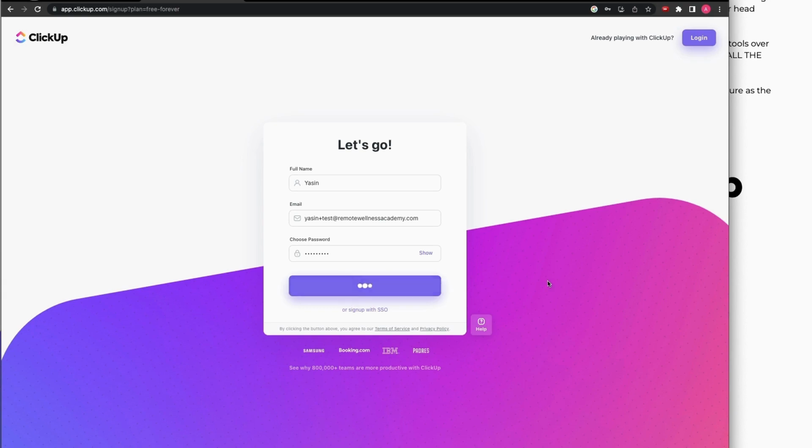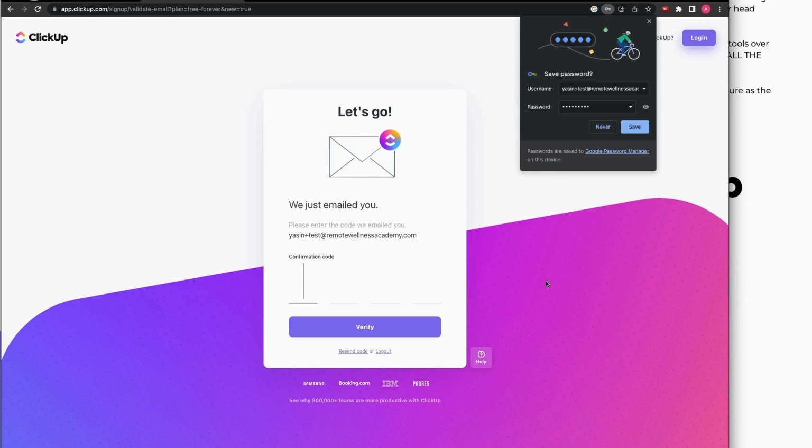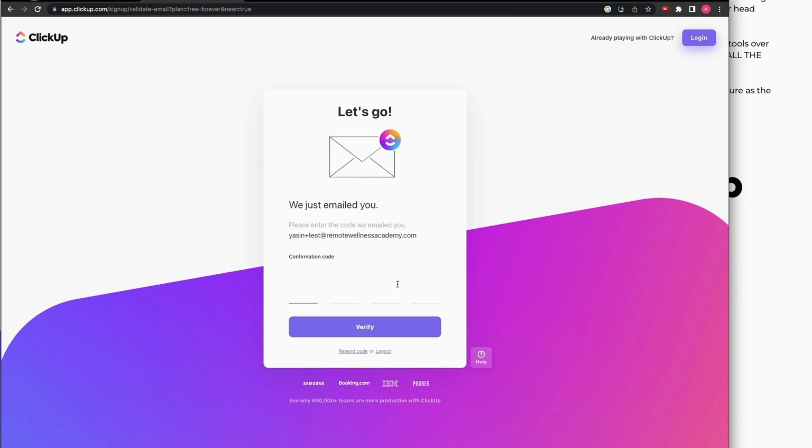Let's click on play with ClickUp. Again, we're signing up for the free account. Let's see what happens. Oh, there's my test email. Let me quickly pause this, go over to the test email, and get this verification code.